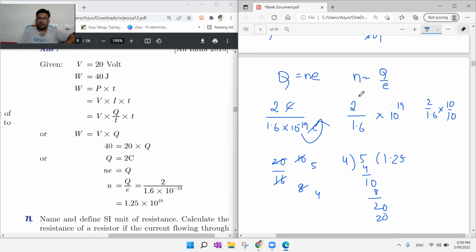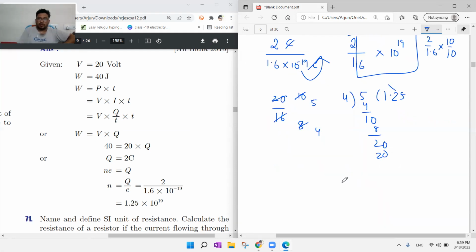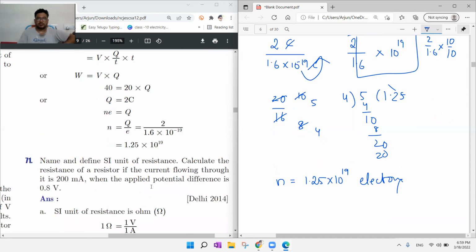So at last this can be written as 1.25 into 10 to the power of plus 19. So N is equal to these many electrons. That is the answer we have to write. N is equal to 1.25 into 10 power 19 electrons.